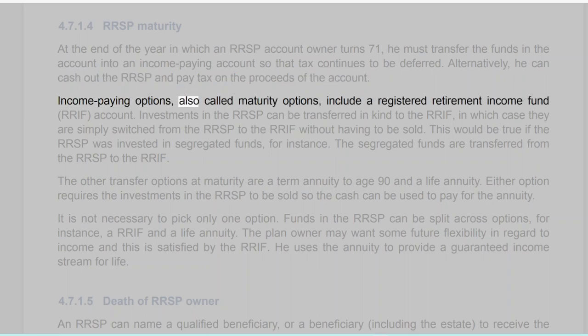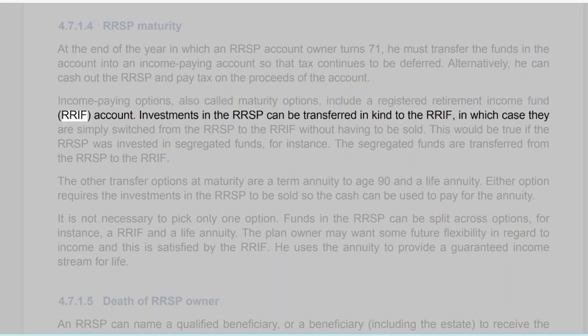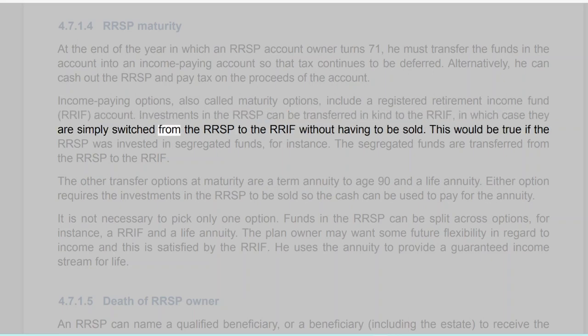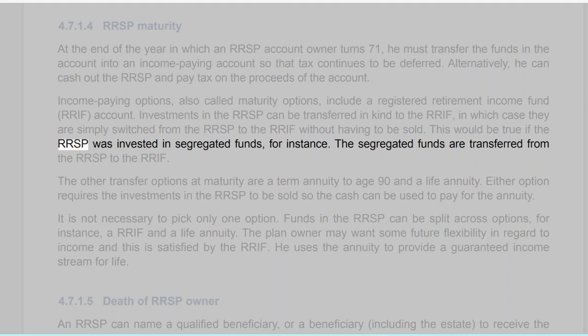Income-paying options, also called maturity options, include a registered retirement income fund (RRIF) account. Investments in the RRSP can be transferred in kind to the RRIF, in which case they are simply switched from the RRSP to the RRIF without having to be sold. This would be true if the RRSP was invested in segregated funds, for instance. The segregated funds are transferred from the RRSP to the RRIF.